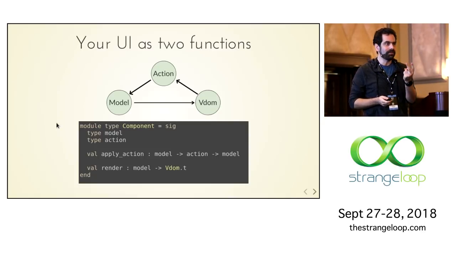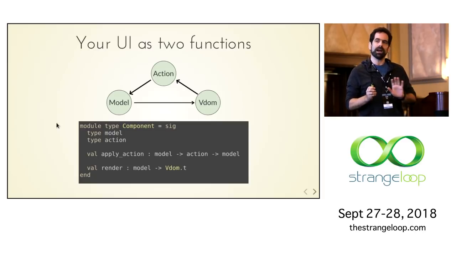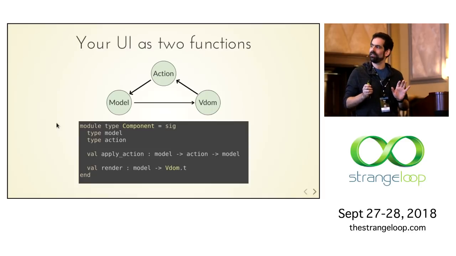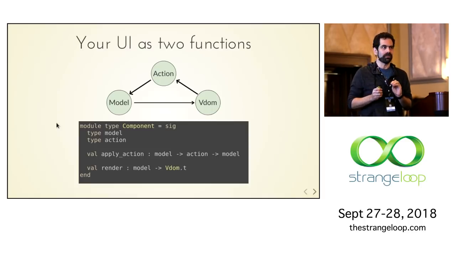You need to provide 2 types, the model and the action, and 2 functions. Apply action, which tells you how to update the model when an action occurs, and render, which takes the model and produces the virtual DOM. Okay, so I'm not going to, again, go into more details about exactly how this works, and really the heart of the rest of the talk is how to optimize these functions.